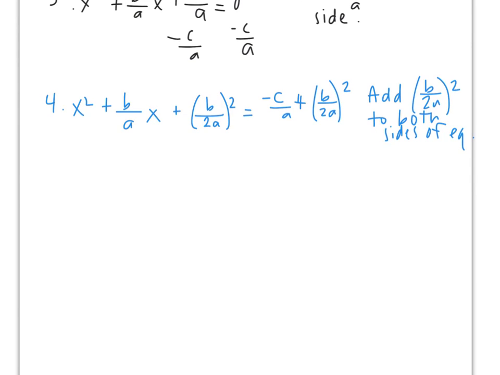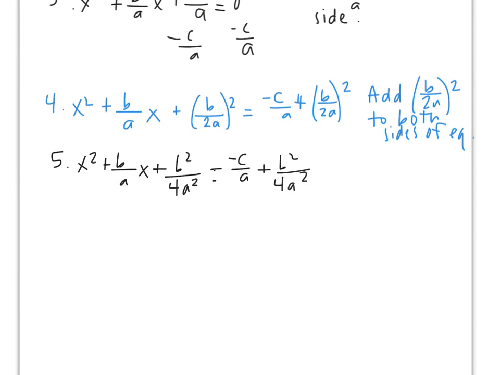Step 5. We now can go ahead and square b divided by 2a, all squared. So we get x squared plus b over a x plus b squared all over 4a squared equals negative c over a plus b squared over 4a squared. So all we did was square b over 2a, so we simplified that a little bit.